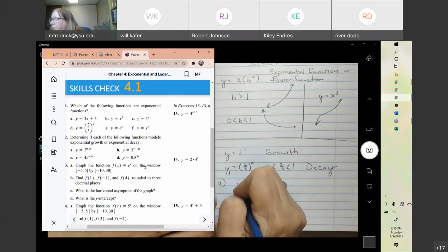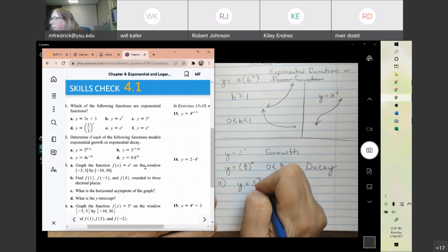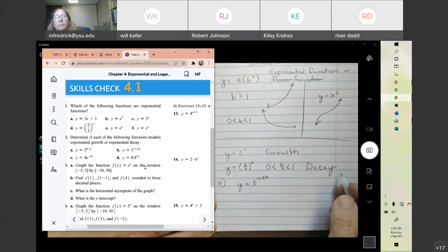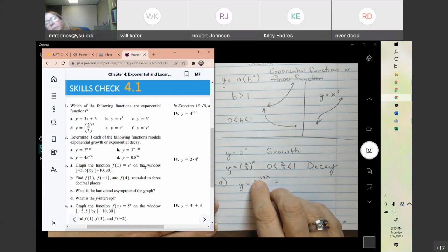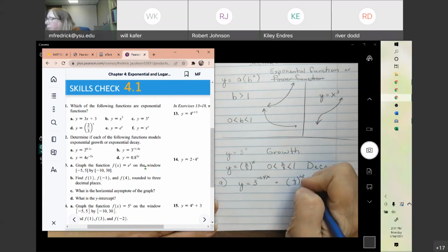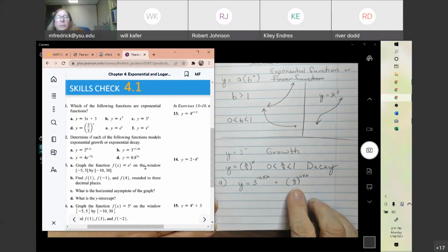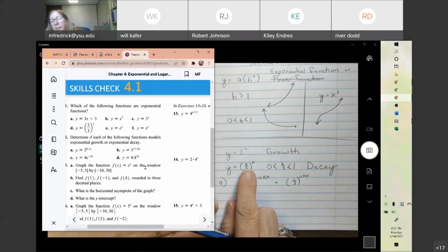So if we have y equals 3 to the negative 1.4x, remember, with a negative exponent, we could move the number to the denominator. So this would be the same as 1/3 to the 1.4x. So it's actually between 0 and 1. So you have to be careful with the negative in the exponent. It actually is a decay.